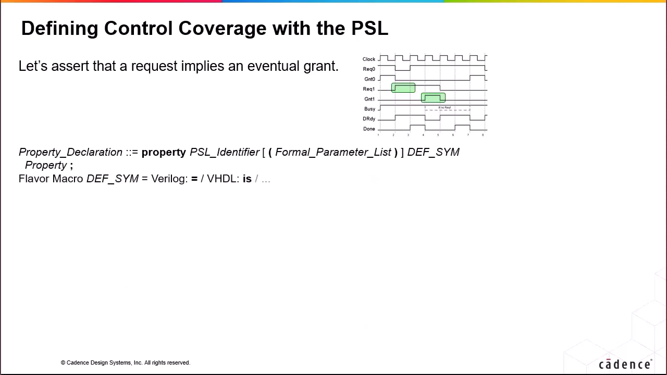The property declaration syntax is in order: the property keyword, a property type identifier, an optional formal parameter list, the HDL specific definition symbol, and the property expression. Following this syntax, we declare the request grant property, providing input arguments for the request and grant signals.